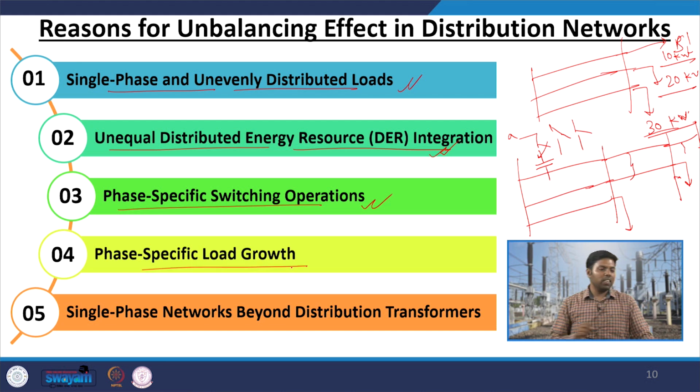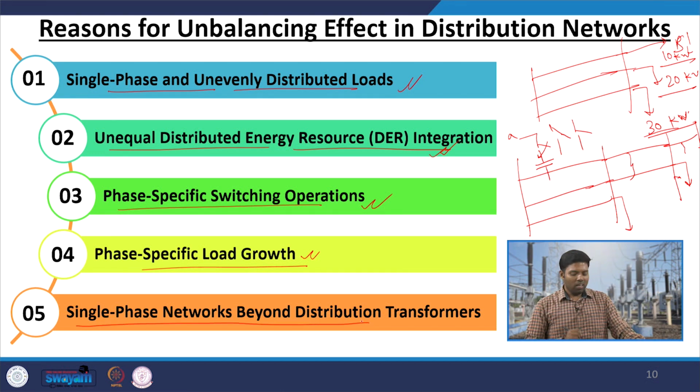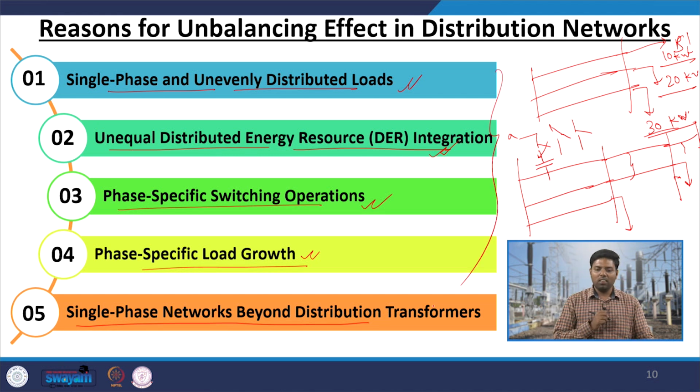Then one phase experiencing more load growth is also possible, where you are connecting a customer to only one phase. Then there will be an uneven distribution of the customers among the phases. And then there is the single phase network beyond the distribution transformer. That means after the transformer, as I told, you have only two phases or single phases coming out. So, if these are the cases, then your system will experience an unbalancing effect in the network.